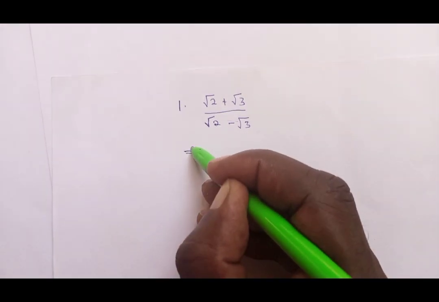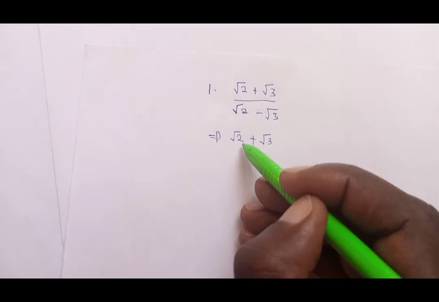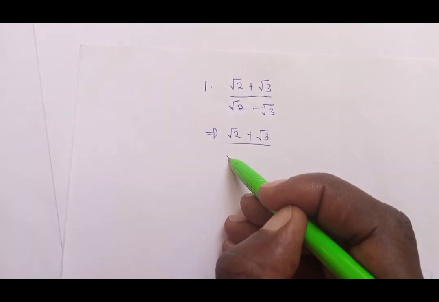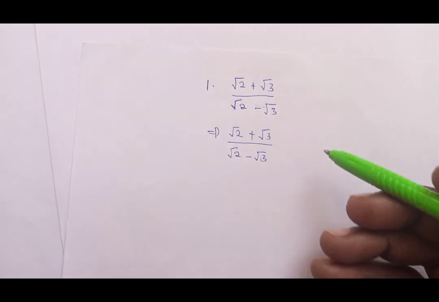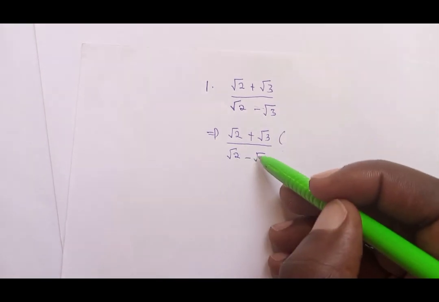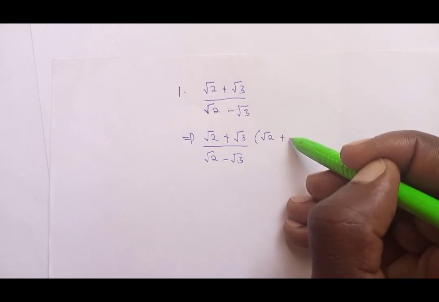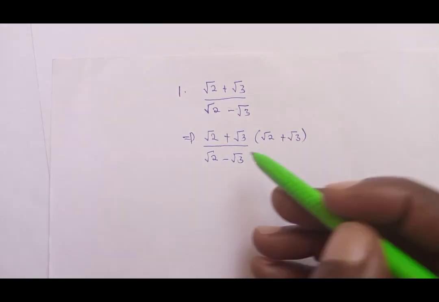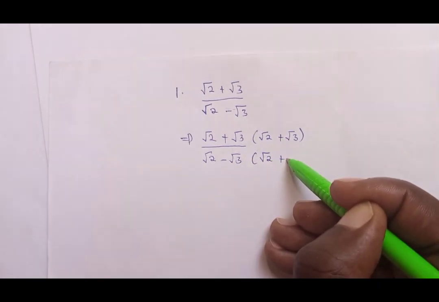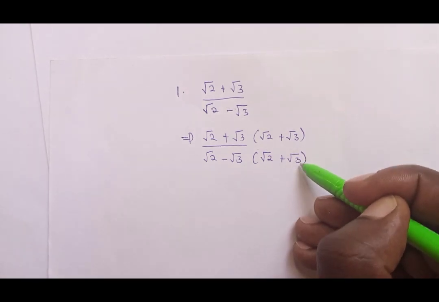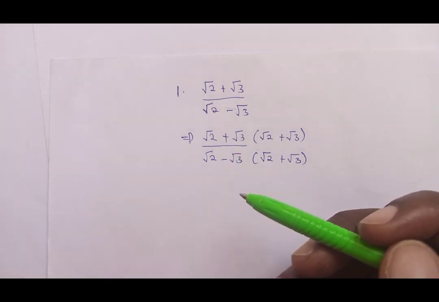So in this case, we are going to do it this way: the square root of 2 plus the square root of 3, and then divide by the square root of 2 minus the square root of 3. But remember, we are multiplying both sides with the conjugate. The conjugate of the square root of 2 minus the square root of 3 is going to be this. Remember, we only change the sign. So we multiply both sides by the conjugate of the denominator. Don't multiply with the conjugate of the numerator, just multiply with the conjugate of the denominator.